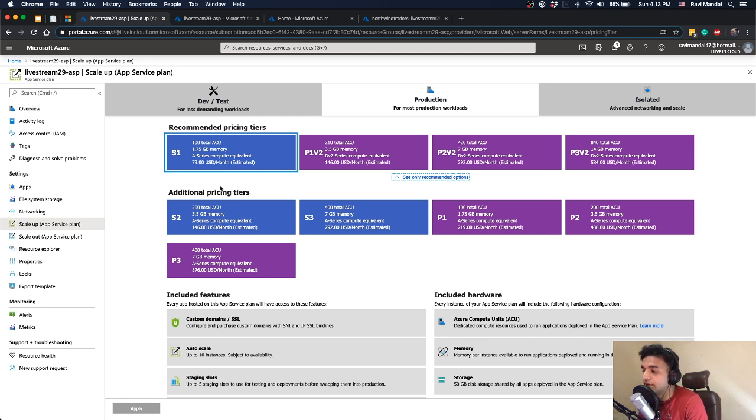But you get different options, like 200 total Azure compute units and 3.5 GB of RAM, or 400 total Azure compute units and 7 GB of RAM. So you can get multiple options on that.